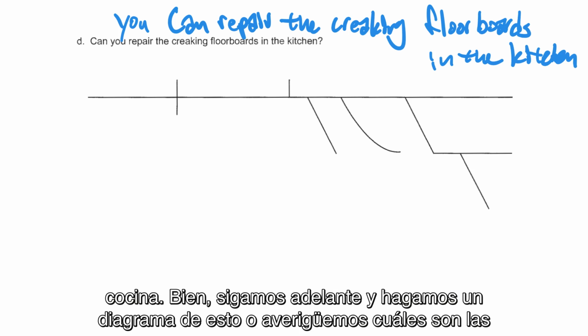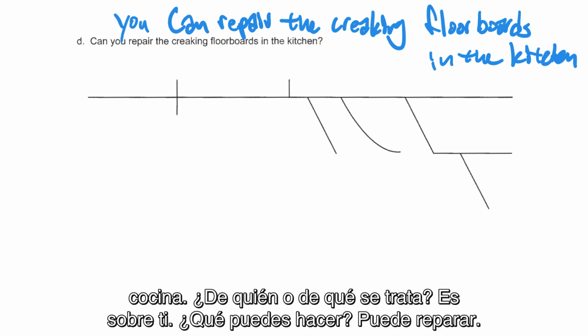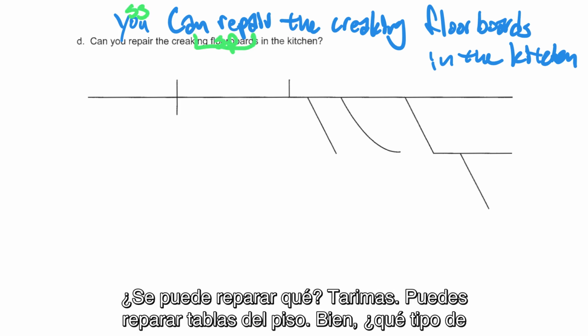Okay, let's go ahead and diagram this, or let's figure out what are the parts to diagram. So now we have you can repair the creaking floorboards in the kitchen. Who or what is this about? It's about you. What can you do? Can repair. Can repair what? Floorboards. You can repair floorboards.